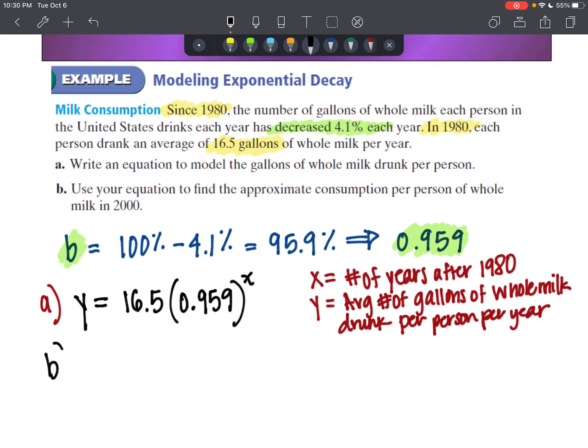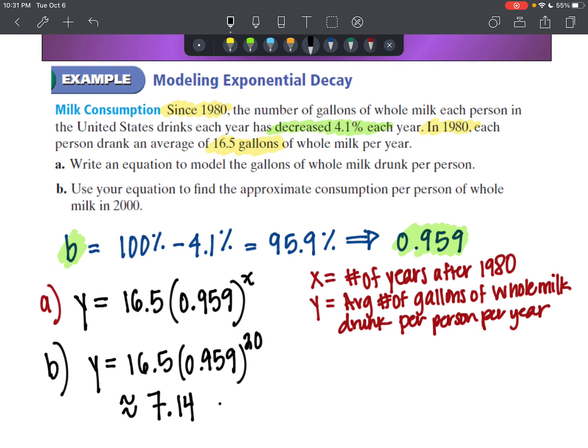Now we're going to use that equation to find the approximate consumption per person in 2000. So in the year 2000, that would be 20 years after 1980. So we're going to put a 20 in for X. I'm going to put this into my calculator. I encourage you to do the same. Press pause if you want to grab your calculator and put this into your calculator and check to make sure you get 7.14 gallons drunk per person per year.